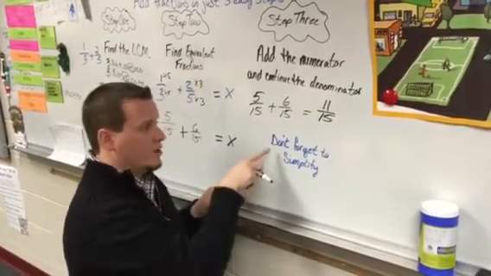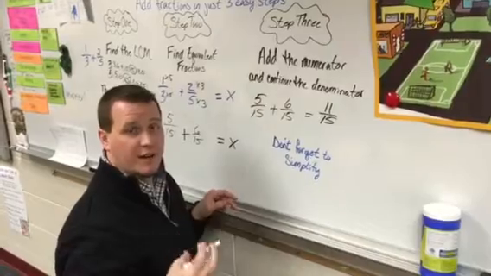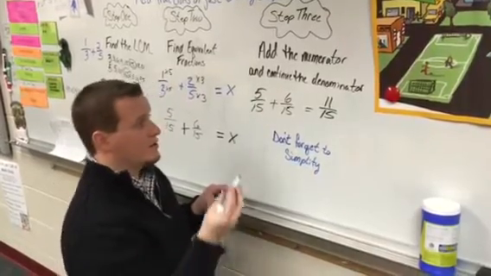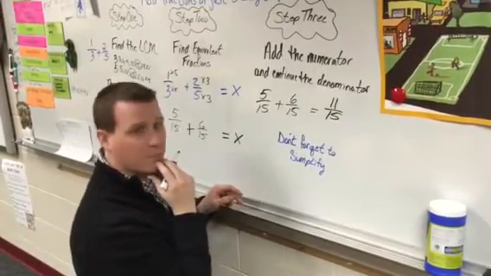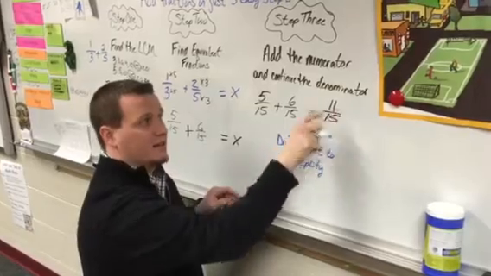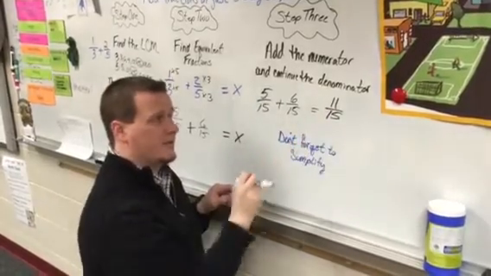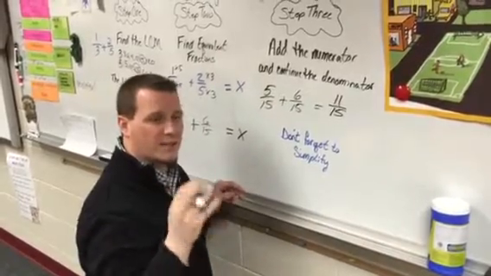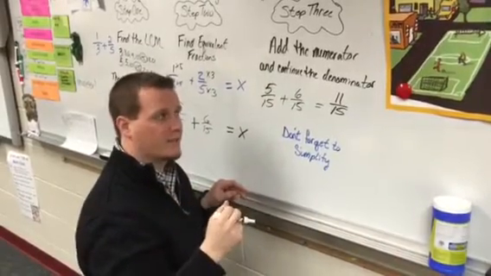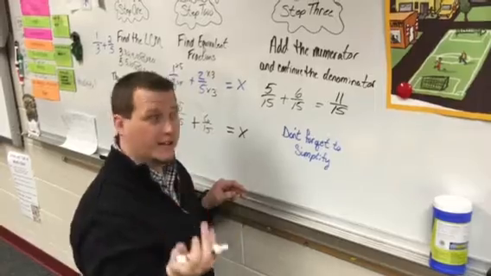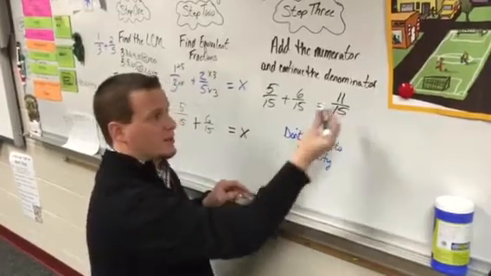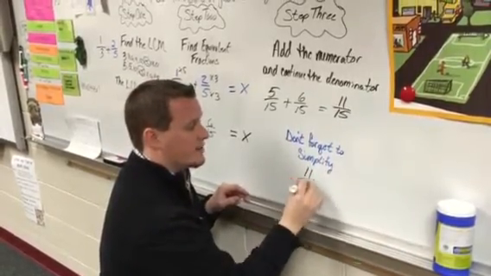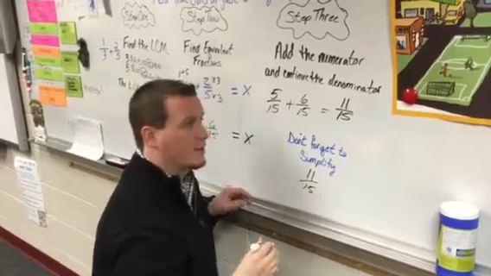But wait, we know that we need to simplify and find our answers in simplest form. So I look at 11/15 and say, is there any number that I can divide into the 11 that I can also divide into 15? Why don't you take a second and think about that and then restart the video. You're right, you can't. So 11/15 would be our answer in simplest form.